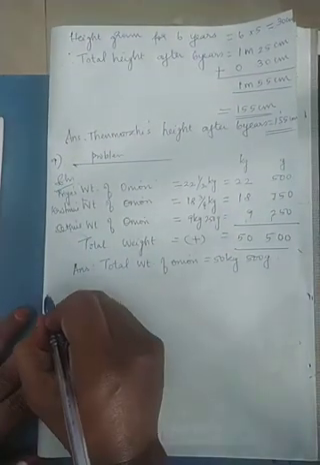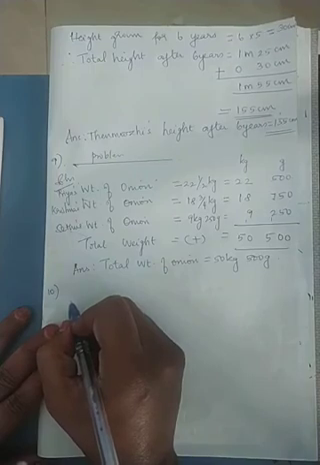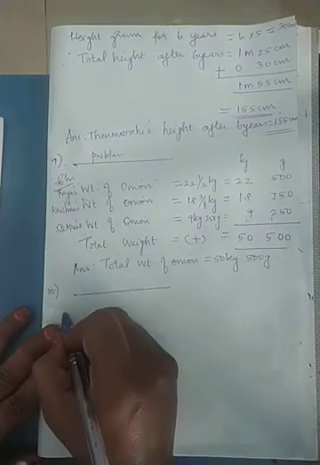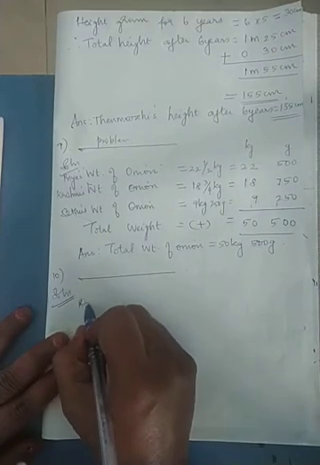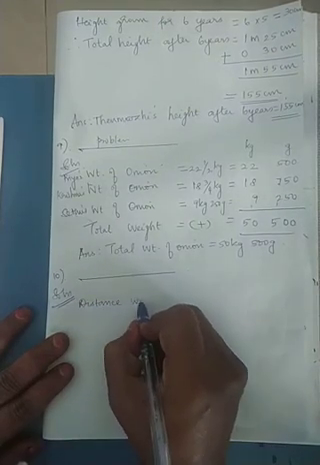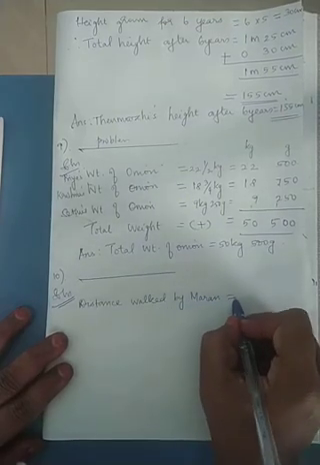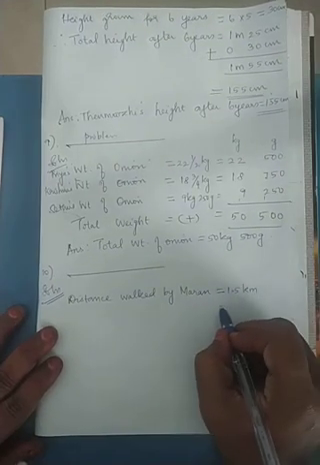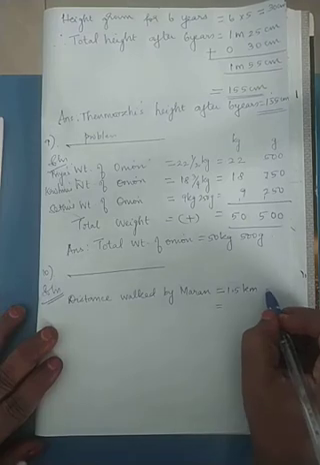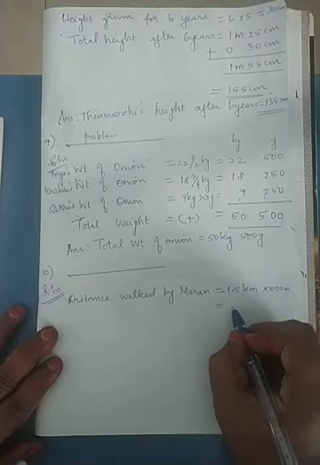Now coming to the 10th problem. Maran walks 1.5 kilometers every day, while Mahilan walks 1400 meters. Who walks more? So distance walked by Maran is equal to 1.5 kilometers, or I should multiply by 1000 to convert into meter.